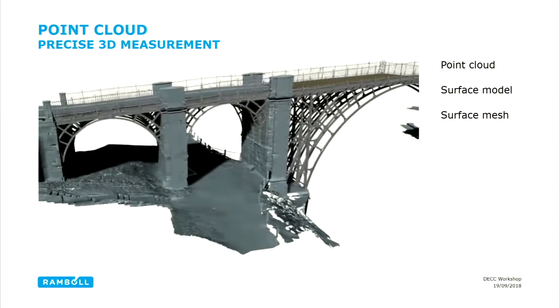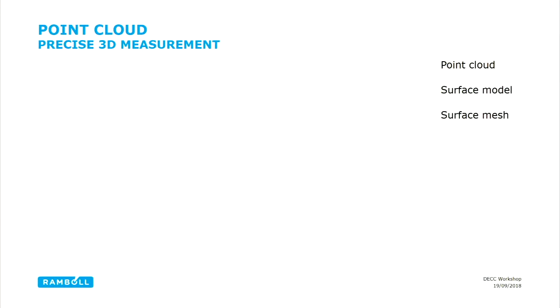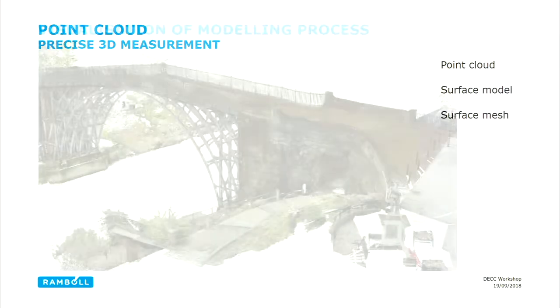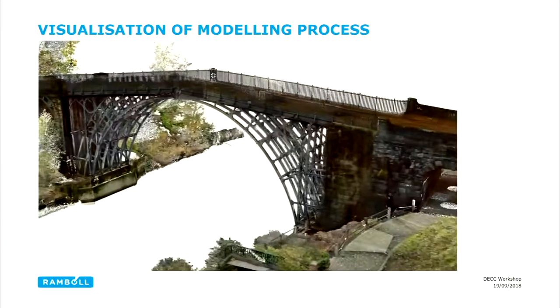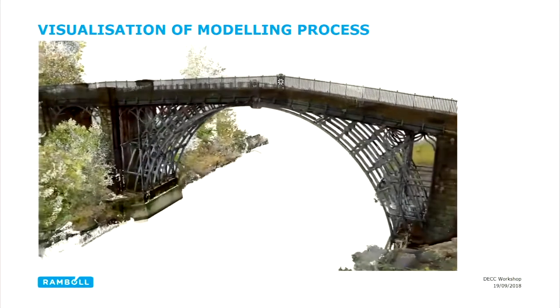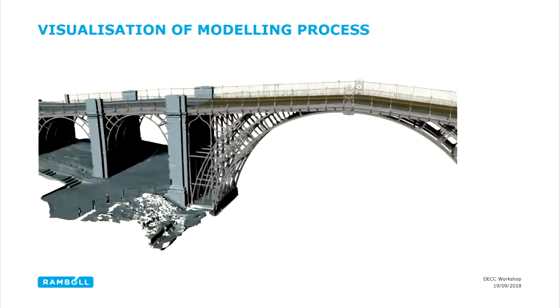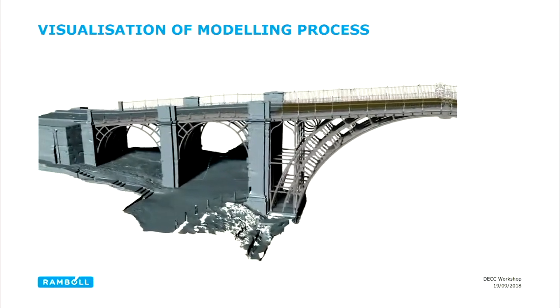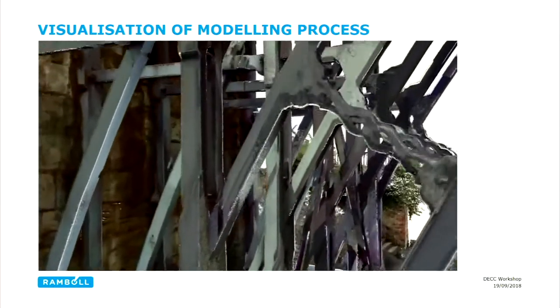And then the side spans, that was automatically meshed, and that was more for visualization. So this is the visualization of the process. That's the point cloud, RGB data mapped onto it this time. That's the surface model. So the main span's done very rigorously. Side spans are meshes. And now we're just panning around the arch.